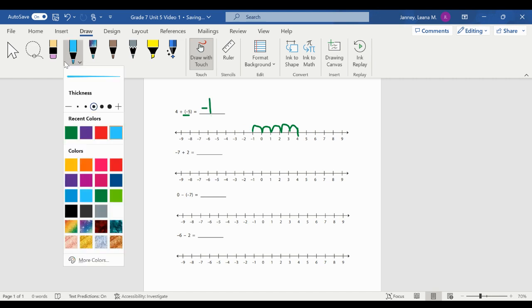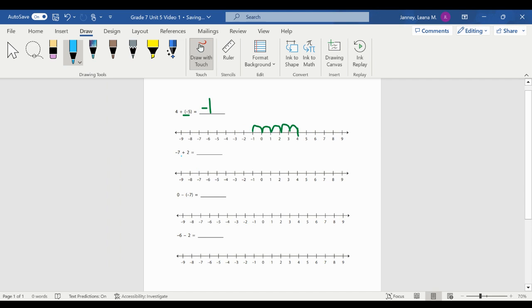For the next problem, I have -7 plus 2. So I start at -7 on the number line, and I'm adding, so I move 2 spaces to the right, and I finish at -5.